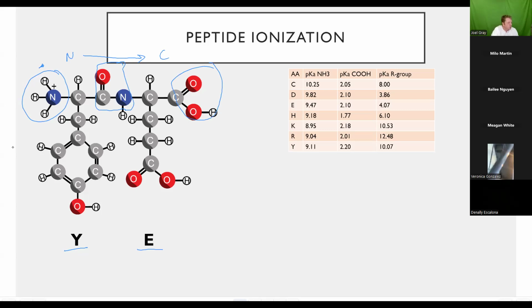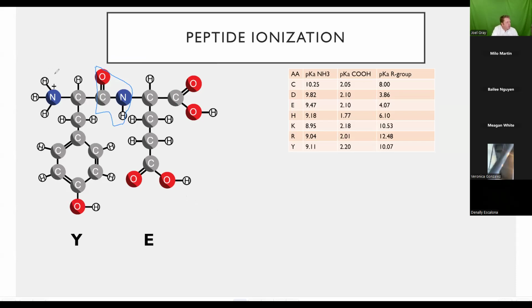Now, one of the things that I want you to recognize is that we no longer worry about the N and C termini of our individual amino acids because they are both involved in a peptide bond. So when it comes to looking at the charge of this molecule, would anyone care to add to the chat what the overall charge of this molecule is as it's drawn? +1. You're absolutely right.